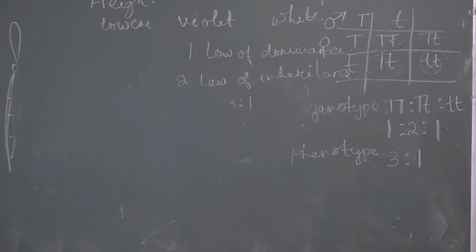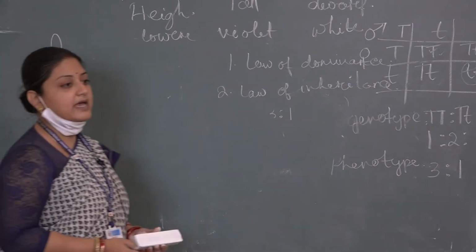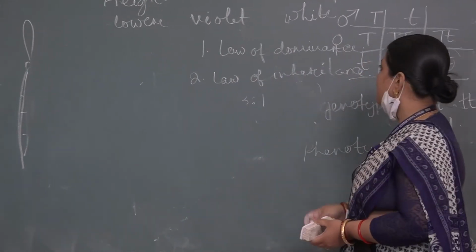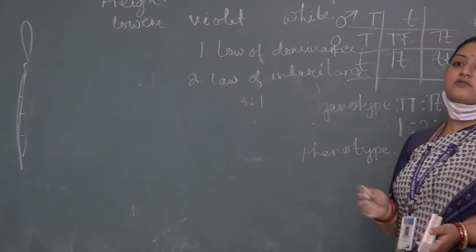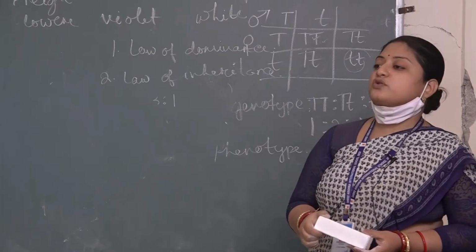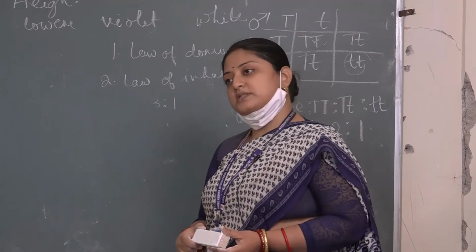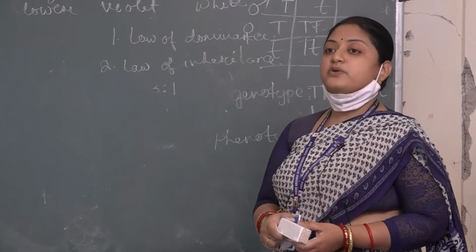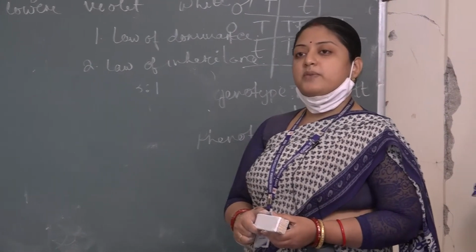So the law of segregation suggests that at the time of crossing over, we have studied two types of cells. One is your somatic cell, another one is your germinal cell. Somatic cells are the cells which are present in your bodily parts, and they will always undergo mitotic division. What do you mean by mitotic division?